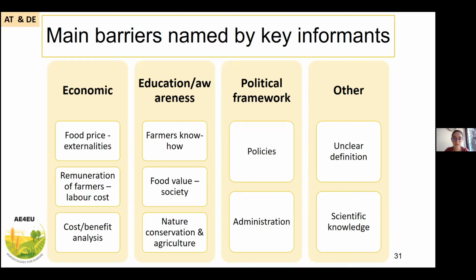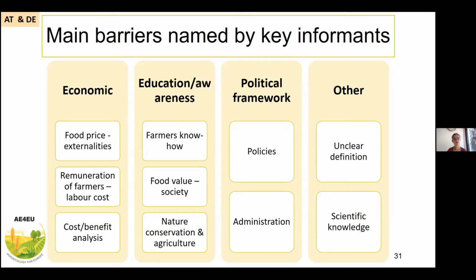In Germany, there were also key informants who said that the first barrier that needed to be overcome was the lack of a common definition of agroecology. And a few also talked about missing scientific knowledge. In Austria, there was also a further barrier mentioned, which was land use, as agricultural land continues to be used for more lucrative purposes like energy production, for example.